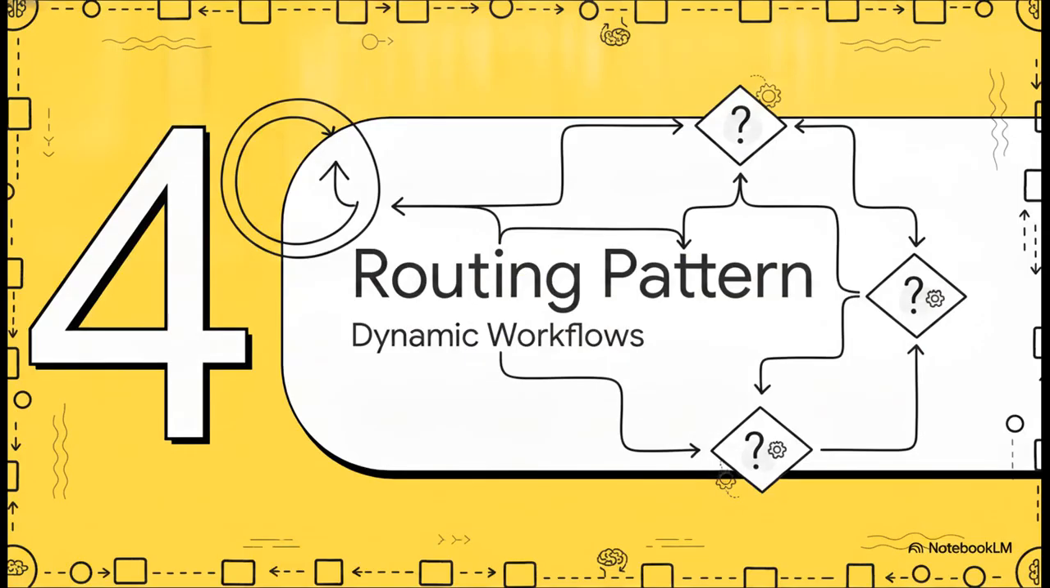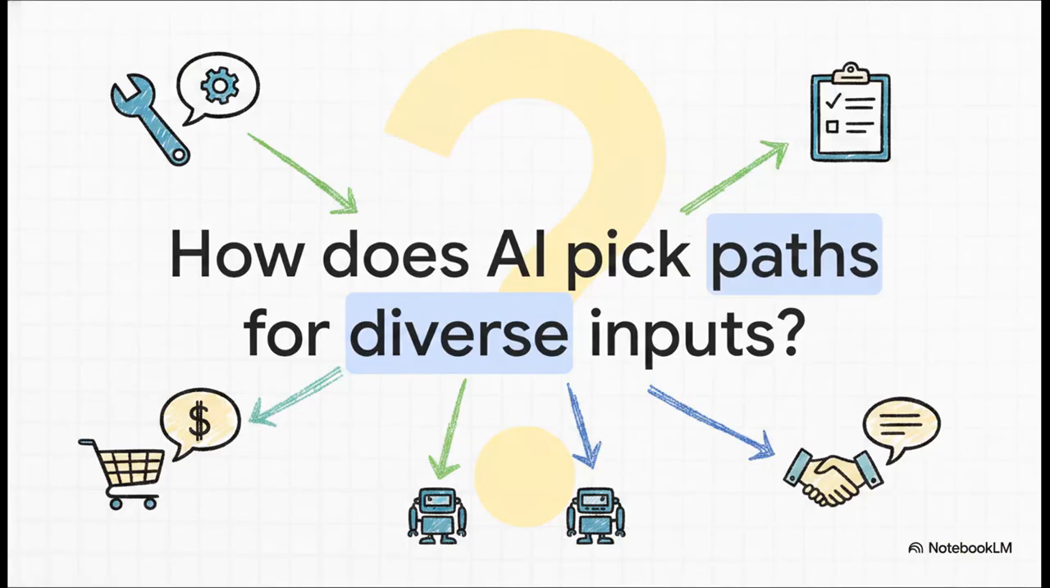Section 4, Pattern 2, Routing. This is where we get to inject dynamic decision-making back into our highly structured workflows. Because let's face it, here's the fundamental issue with strict sequential chaining. How does the AI know which path to take when handling diverse inputs? If your app receives a highly technical support ticket versus a simple sales inquiry, a straight line just isn't going to work. You need a workflow to branch out and handle those totally different types of user requests differently.